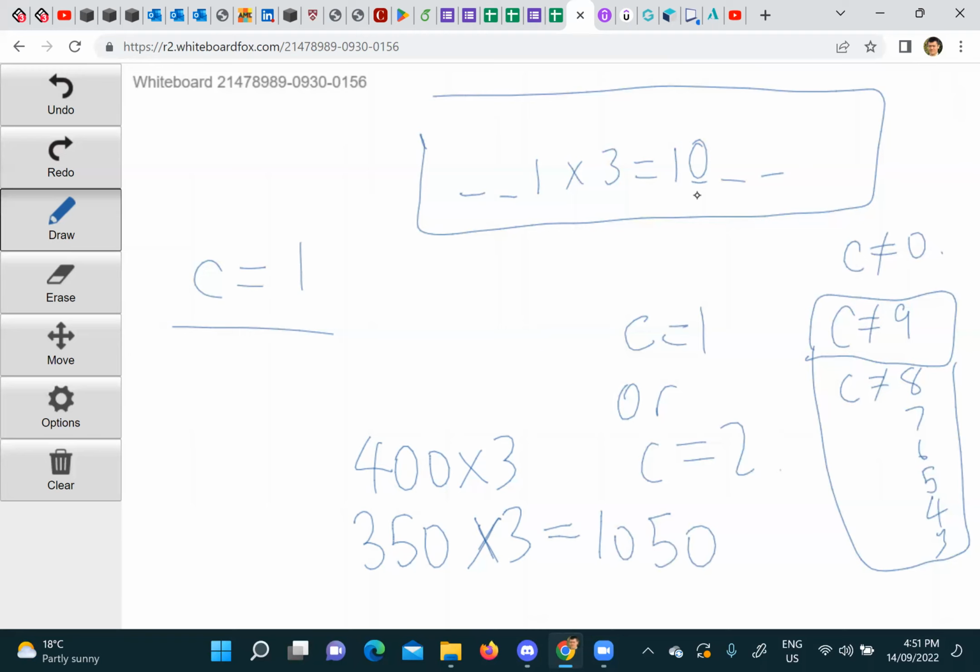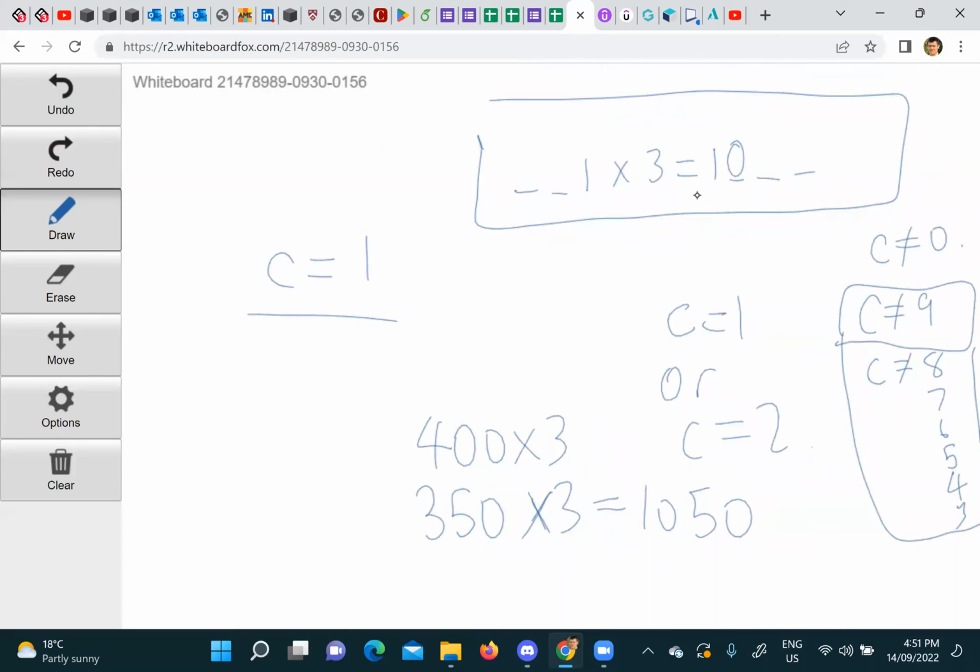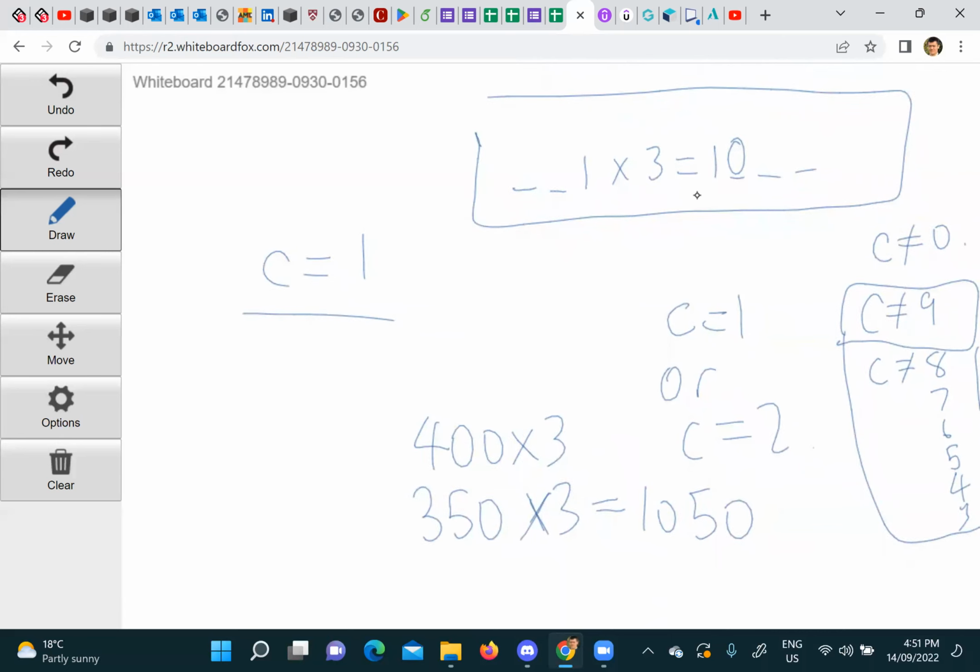So I agree with the first statement. My 350 has 0 at the end. When it's less than 400, another way of saying that is A is less than 4, right? A is the first digit. So if it's less than 400, the first digit has to be less than 4. And you also said it has to be bigger than 300, right? So what does that mean?